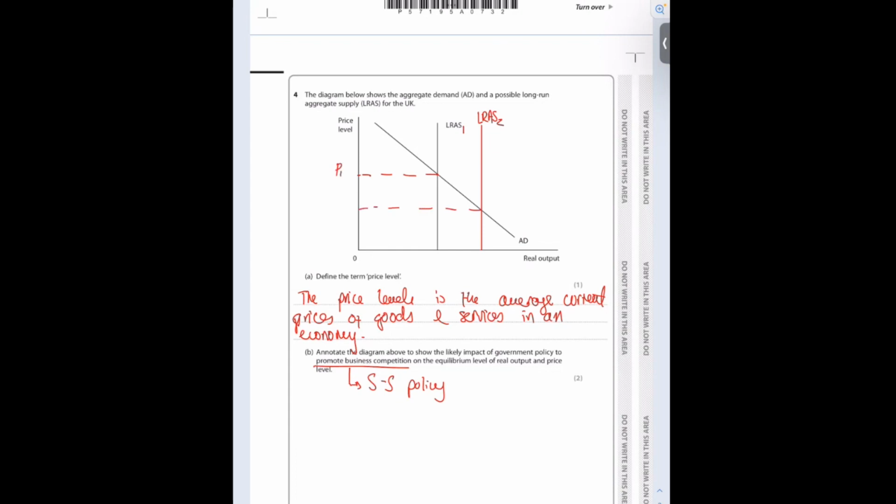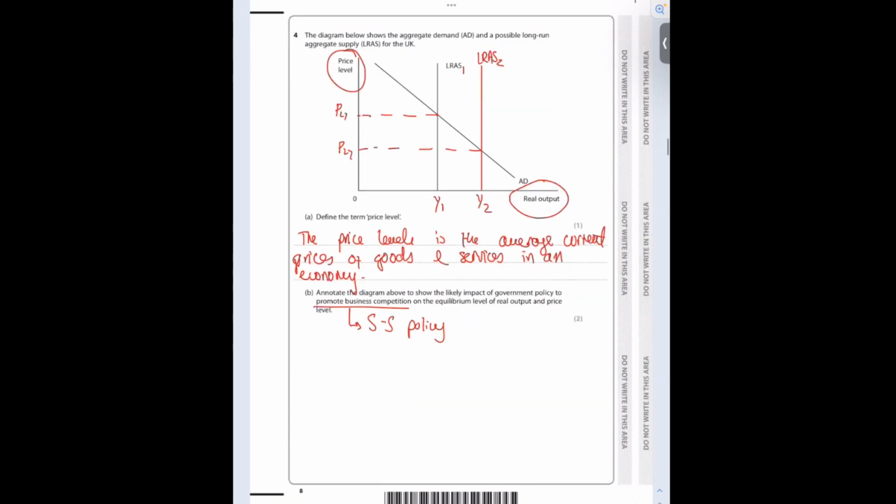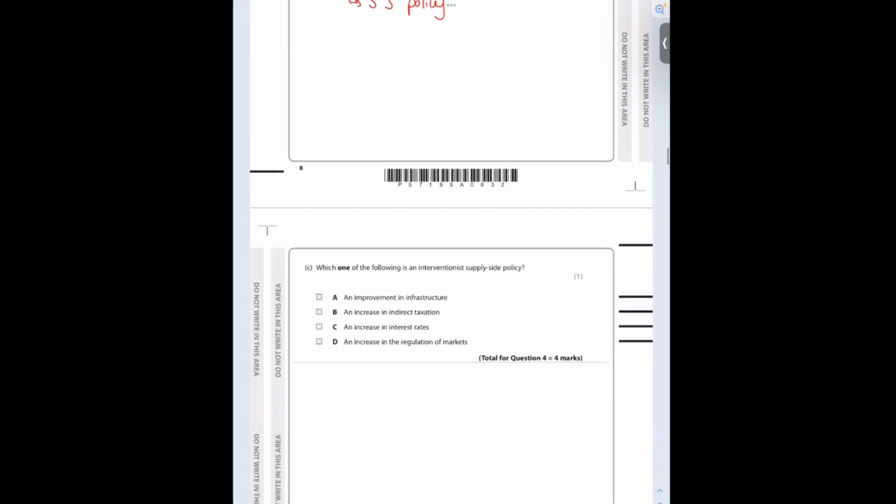Okay, so here's PL1, here's PL2, here's Y1, here's Y2. Job done. You don't need to do anything else other than that. They've already given us the labels for this and government policy to promote business competition. Sorted. Okay, which one of the following is an interventionist supply side policy?